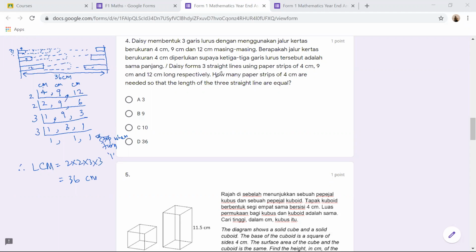So what do we want? How many paper strips of 4 cm are needed? How many 4s are there? That means 4 times how many numbers equals 36 cm. So the number of strips will be 36 divided by 4. Then we will get 9. The cm and cm cancel off. So the answer is 9 for this. Okay? All right. Now next.